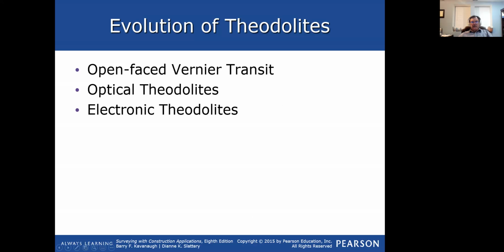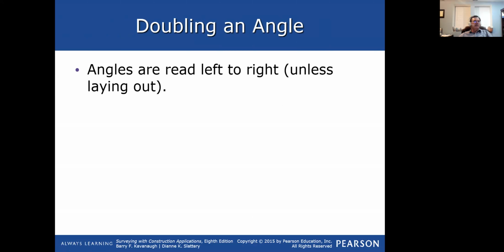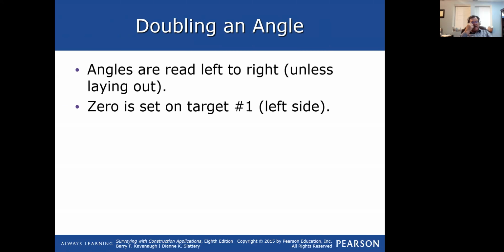So those are the different types of theodolites. The book's going to focus a little bit more probably on the electronic one. But when you're turning angles, it says here, angles are read left to right unless you're laying out. The laying out is when you might use a deflection angle. Angles are read left to right. That's referred to really as a right angle, but that is how they work out. Zero is usually where you have your initial target, your backsight target, and then you turn towards your right and you measure your foresight target.